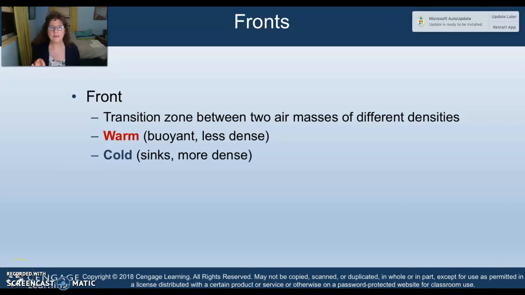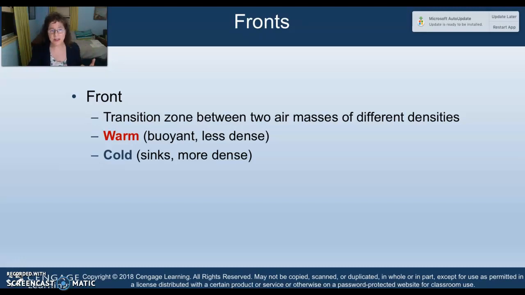This is a real quick hit of a video that moves you from air masses to fronts. And a front is simply a zone where two different air masses meet. And the air masses are different in their density. In other words, there's one cold air mass and there's one warm air mass. The warm air mass is less dense, so it's more buoyant, usually rides up. And the cold air mass is more dense, so it sinks, usually rides down.